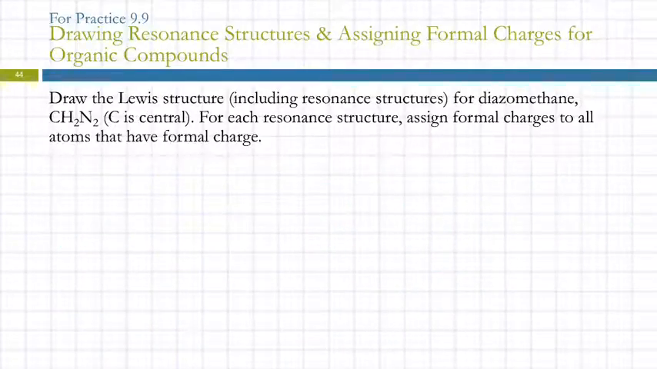Okay, let's do another one. Draw the Lewis structure, including resonance structures, for diazomethane, CH2N2, where carbon is central. For each resonance structure, assign formal charges to all atoms that have a formal charge. Now this one is a little bit tricky because they told us that the carbon was central, but we can still screw it up a bit.